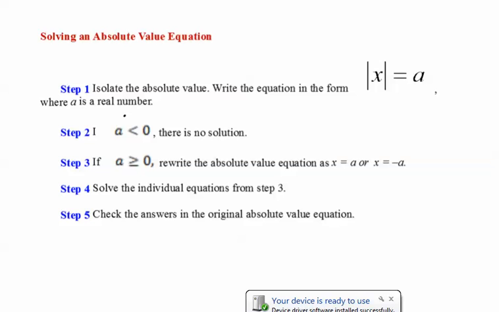Now, if you look at step two, it says if a is a negative number, there is no solution. But if a is bigger than or equal to zero, you've got two possible answers. So let me just show you a couple of steps on how to do this.